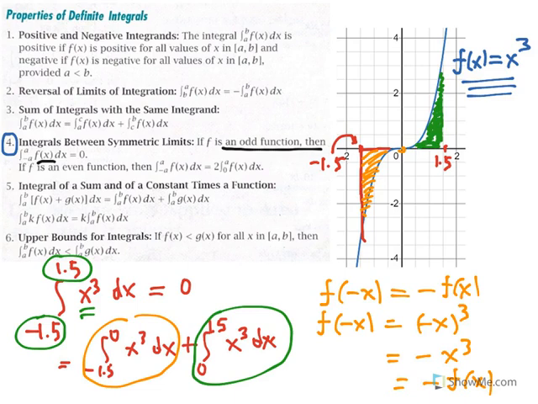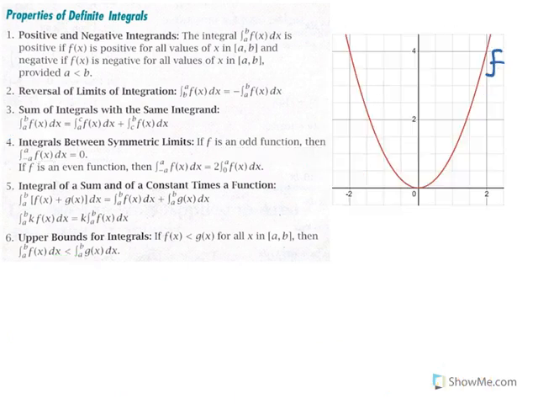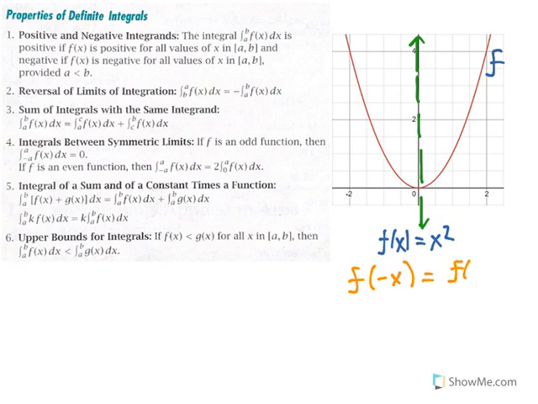What about if you have an even function? The graph of an even function has symmetry with respect to the y-axis. So here we have f of x equal to x squared. Algebraically, an even function will have this characteristic: f of negative x will be equal to f of x. So for f of x equal to x squared, we have f of negative x equal to negative x squared, which is equal to x squared, which is equal to f of x. So this is an even function.